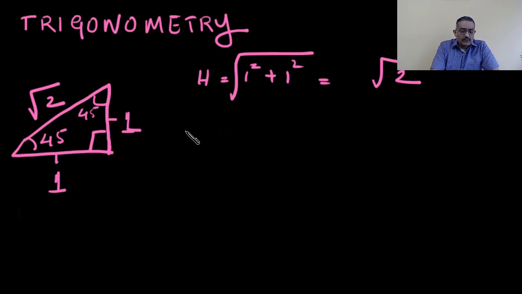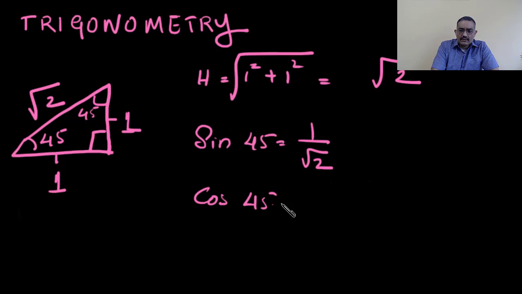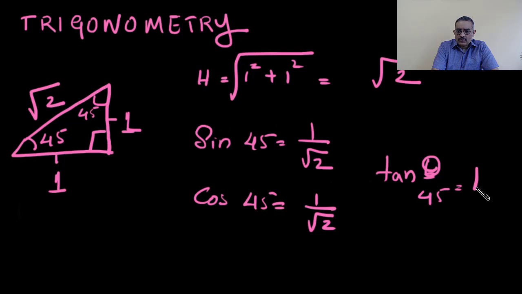Alright. Now it's fairly easy to calculate the ratios. So sine of 45 degrees is 1 by square root of 2. Cos of 45 degrees is equal to 1 by square root of 2, and they happen to be equal. And tan, since they are equal, tan of this 45 degrees is equal to 1.